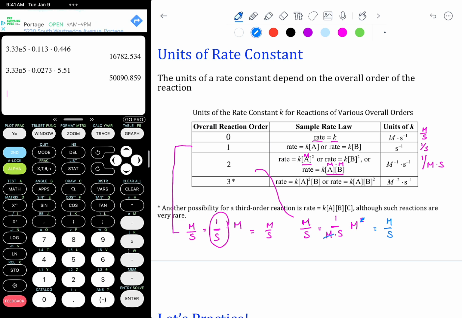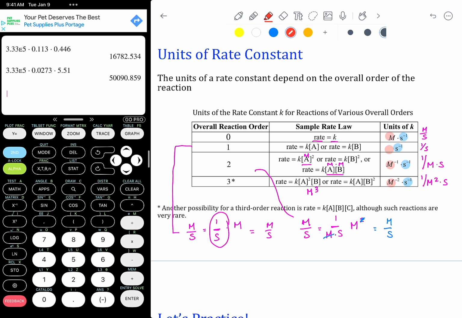And finally, if the overall reaction order is 3, then the units of K will be 1 over molar squared times seconds. Again, for a similar reason, if I have a reaction order of 3, my molar contribution is cubed, so I need to balance that out with a molar squared times seconds. Now you'll notice that in each K we always have a seconds over 1, because that's the only way that we're going to get that second notation that relates to our rate. The only thing that changes is the molarity.